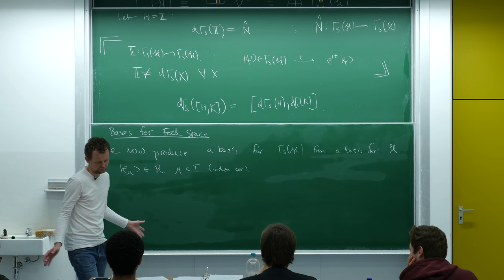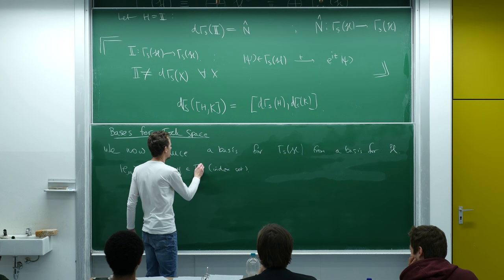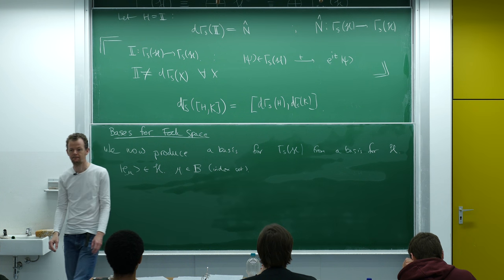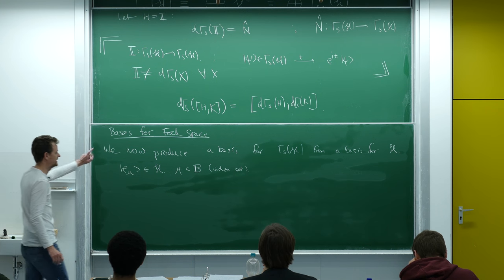Well, okay, I won't call it i, I'll call it b. There's a pretty straightforward way to get a basis for a tensor product space, so let's start there.